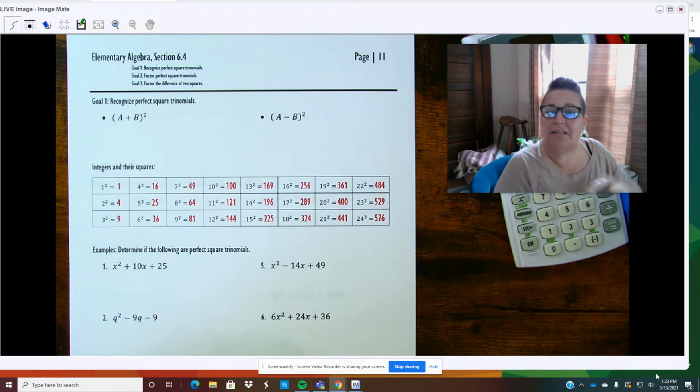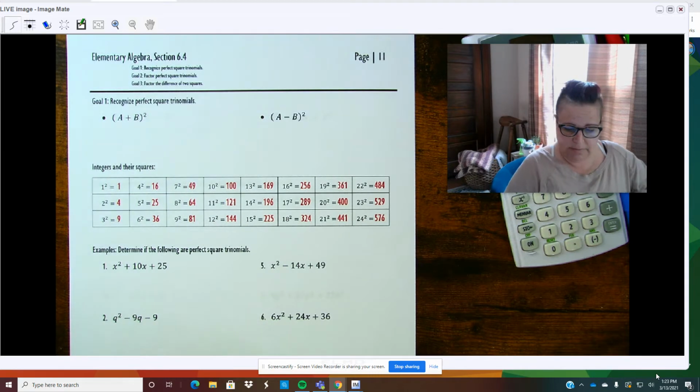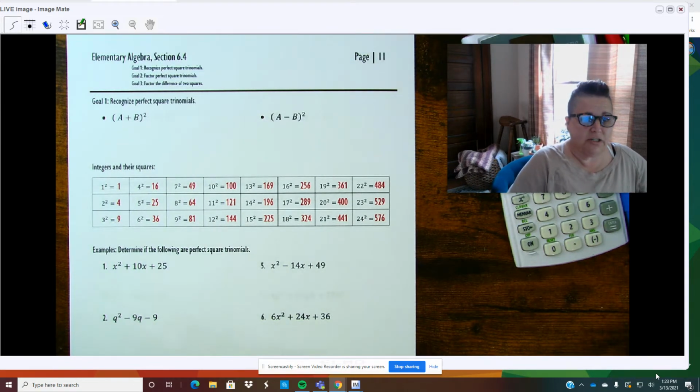6.4 is still in trinomials. We are going to work on the ability to recognize the patterning of perfect square trinomials. You may recall that we did talk about this in an earlier section.